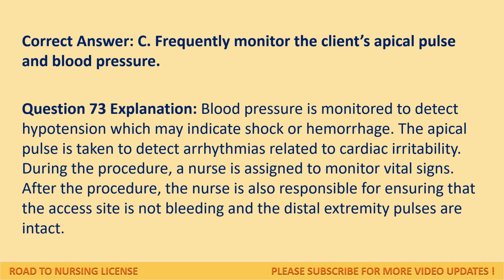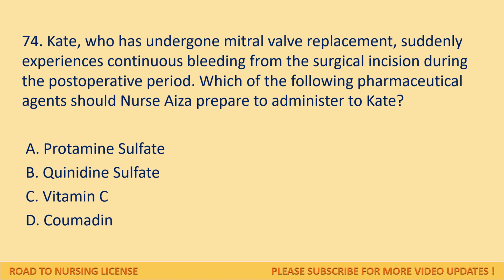Question 73 Explanation. Blood pressure is monitored to detect hypotension, which may indicate shock or hemorrhage. The apical pulse is taken to detect arrhythmias related to cardiac irritability. During the procedure, a nurse is assigned to monitor vital signs. After the procedure, the nurse is also responsible for ensuring that the access site is not bleeding and the distal extremity pulses are intact.